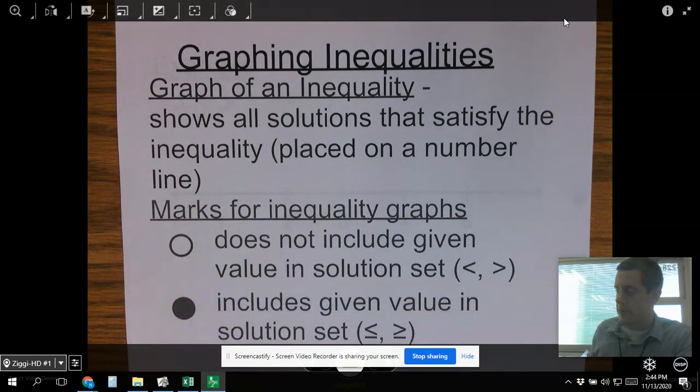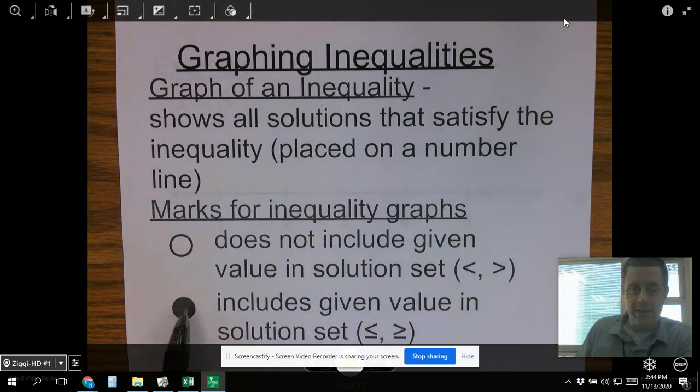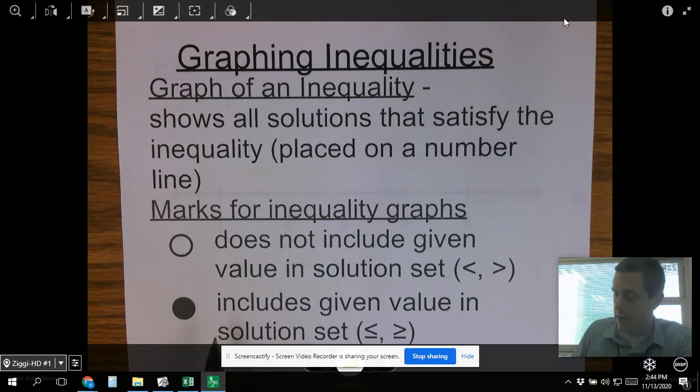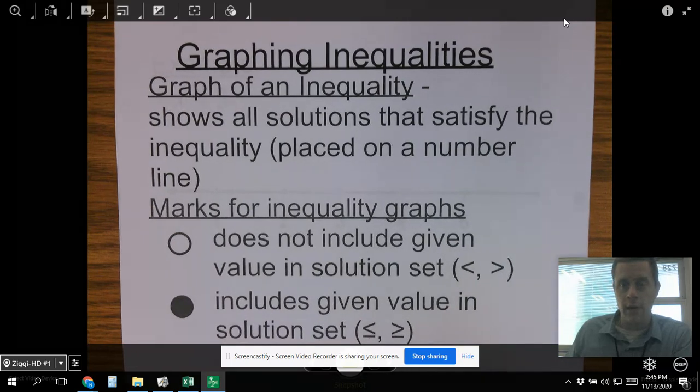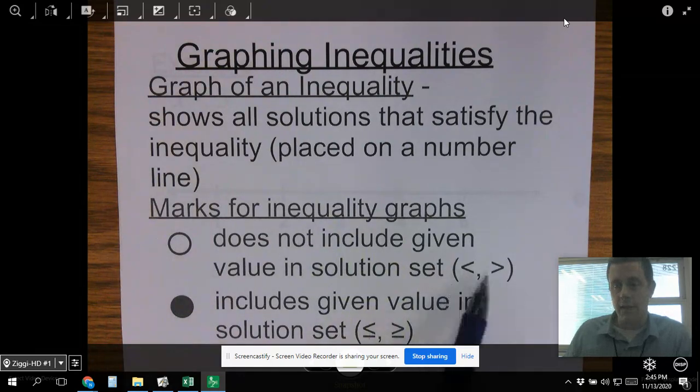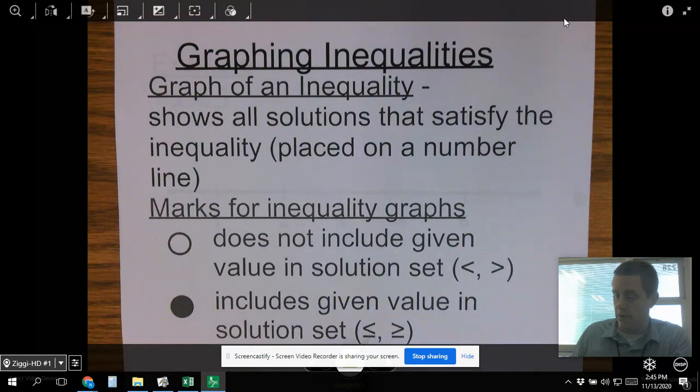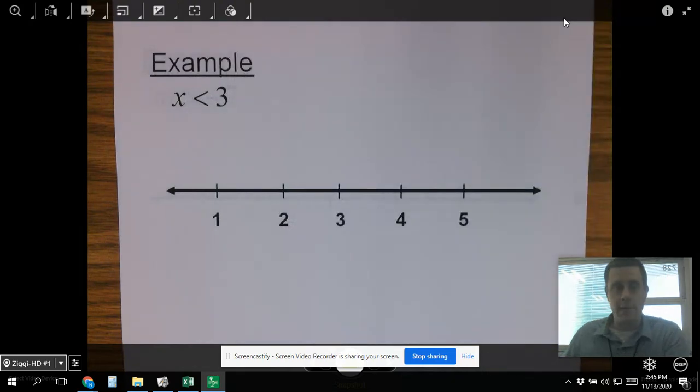Our other starting point is a closed circle. Think of it as a circle that is completely filled in. We're going to use a closed circle on inequality graphs where the given value is included or is part of the solution set. This would happen anytime we have a less than or equal to symbol or a greater than or equal to symbol. So take a second, copy these down if you need them. Open circle for less than or greater than, a closed circle for less than or equal to or greater than or equal to. All right, with those starting marks in mind, let's graph some inequalities.